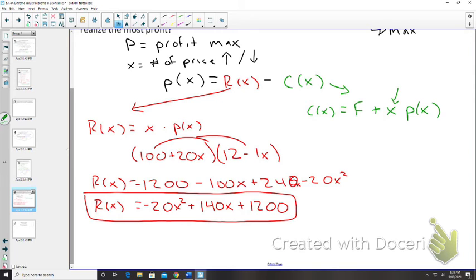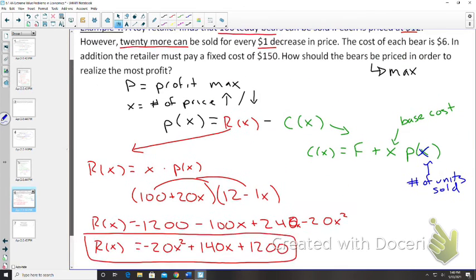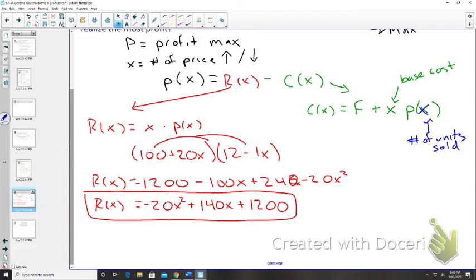Okay, so here is my base cost. F is going to be fixed cost, and then my P is going to be the price, and my X in there is number of units sold. Okay, number of units sold. We represented that right here, right? The revenue function is number of units sold, so that's going to be right there, okay?